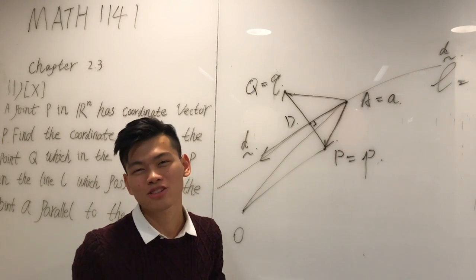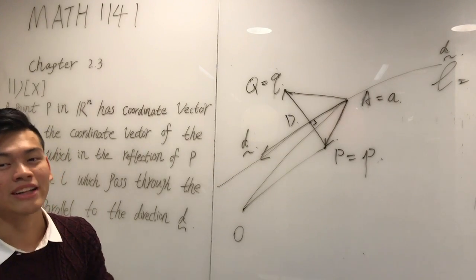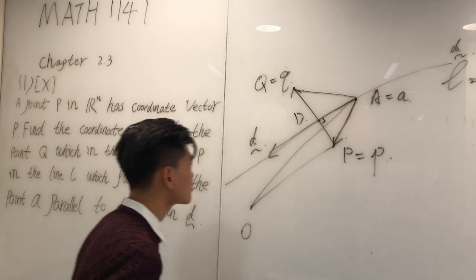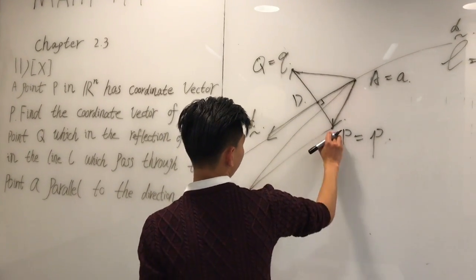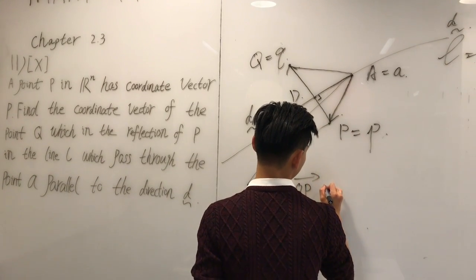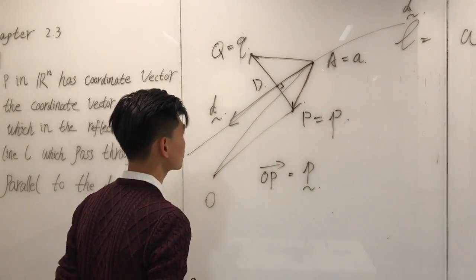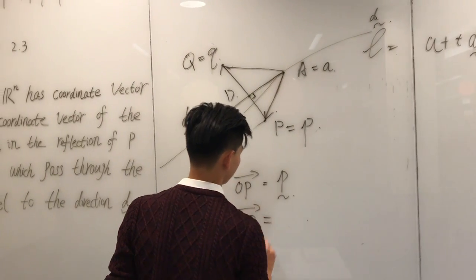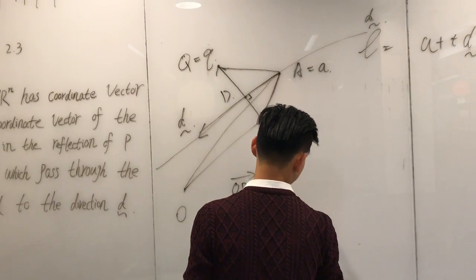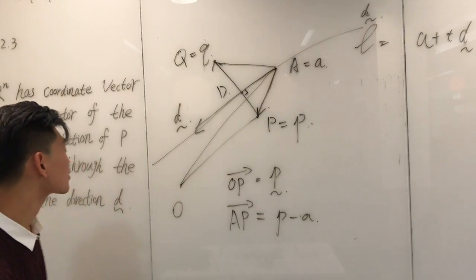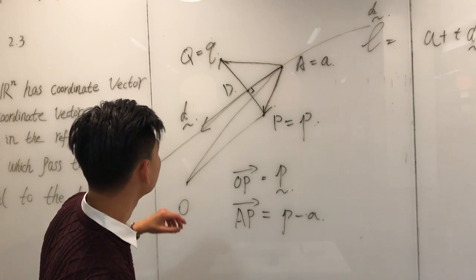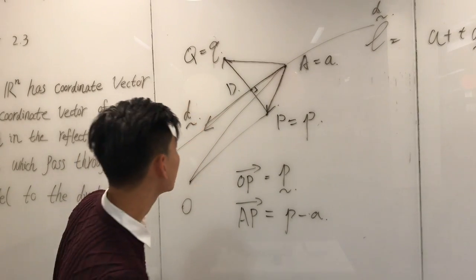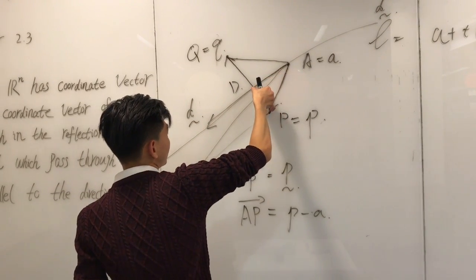This basically solves all the equations, but I will show how to write it down. But you can stop here, because if we just want to get some idea, you can just solve it right now. So now we have OP, which is vector P. AP is vector P minus A. Obvious enough. So what's the PQ? We need to find the PQ first, right? So we need to find the PD.